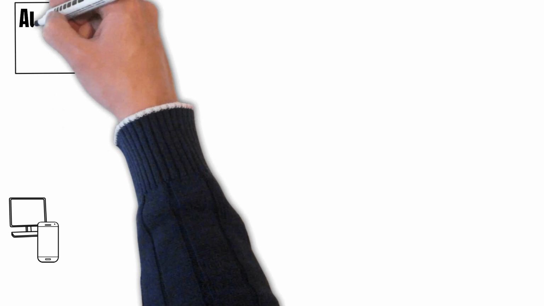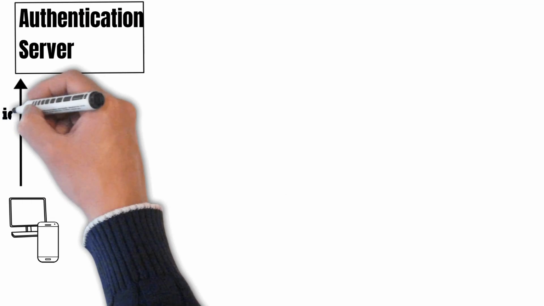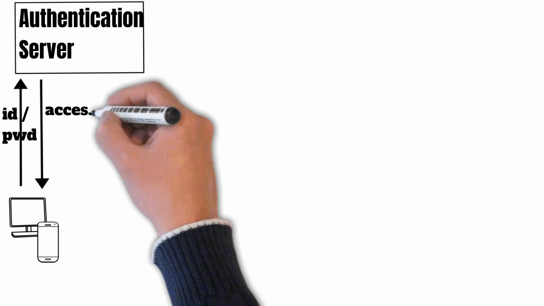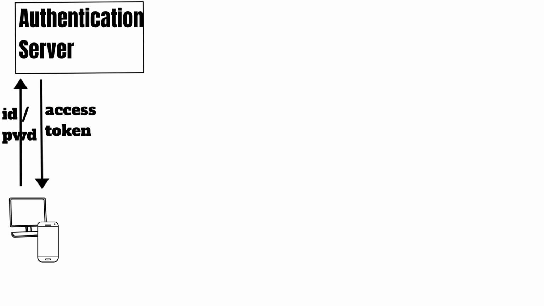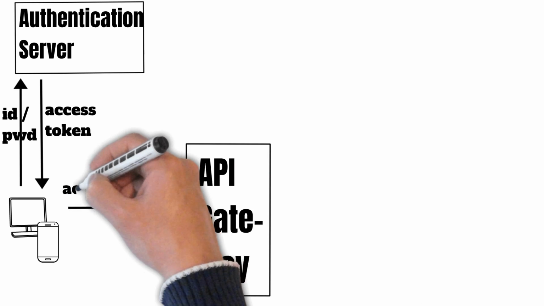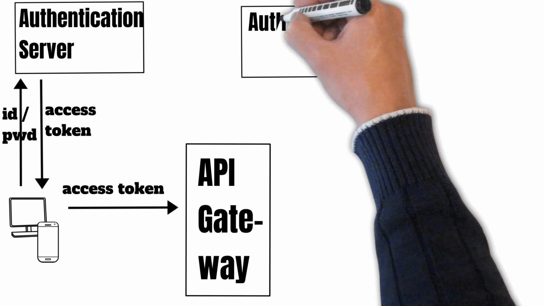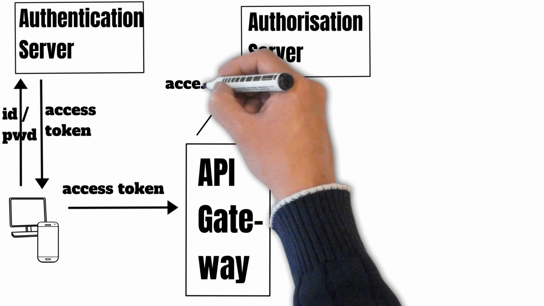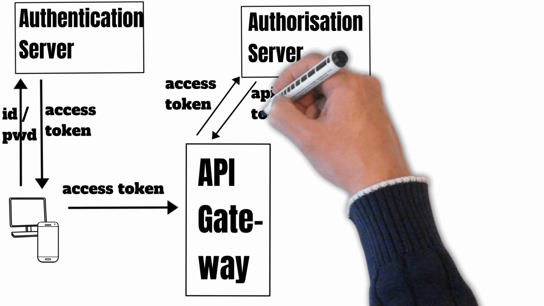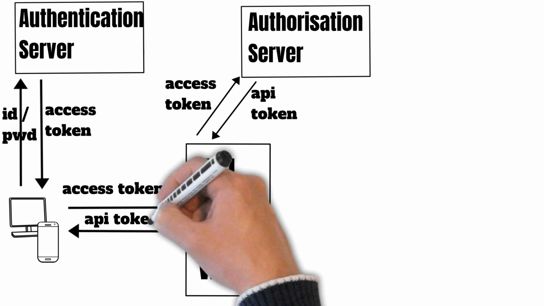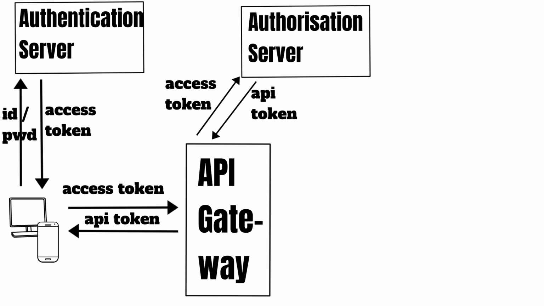If a client wants to access a particular microservice, first it gets itself authenticated by calling the authentication server and passing the ID and password, and it gets an access token in return. So this is where the client is authenticated. Now the client needs to get itself authorized to access the service, for which it will head to the API gateway and pass the access token. This request is then forwarded to the authorization server, which takes the access token and checks whatever resources this particular user is allowed to access and returns an API token in return. So using this API token, the calling client can now access the resources that it wants.